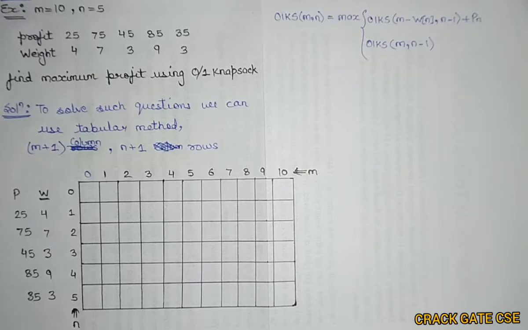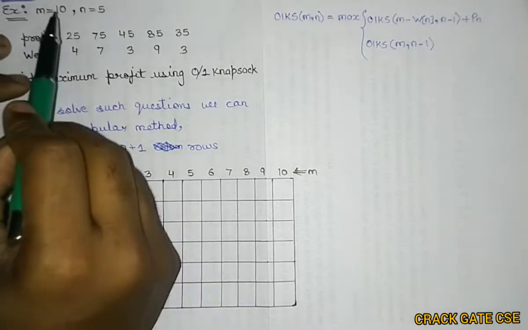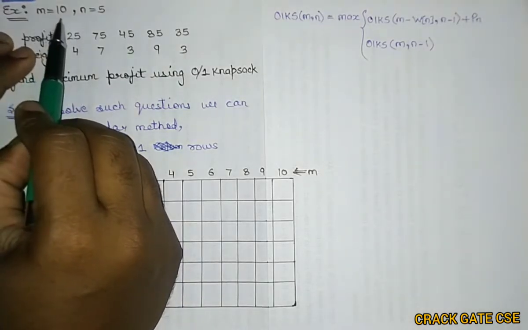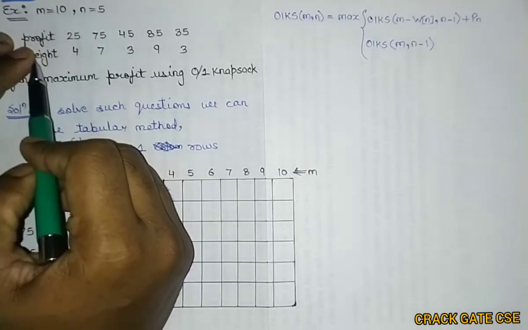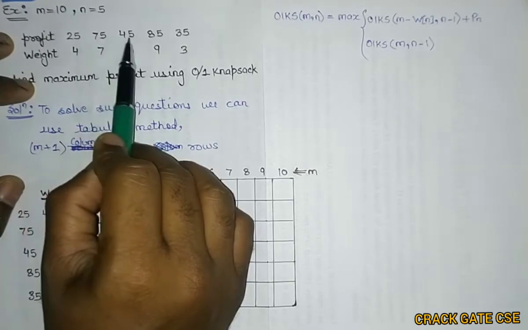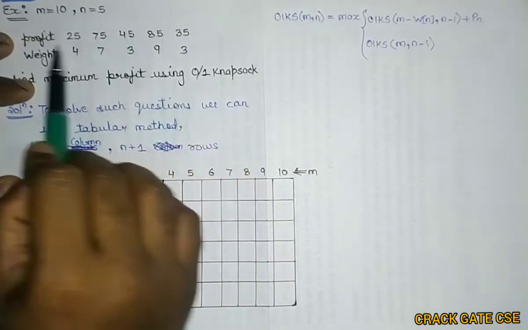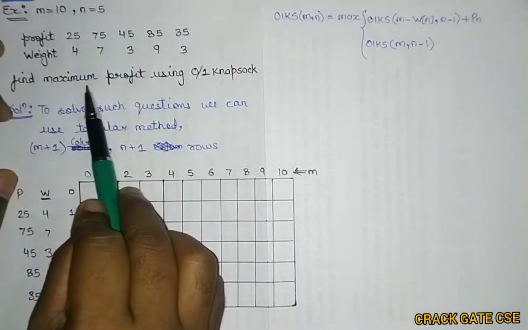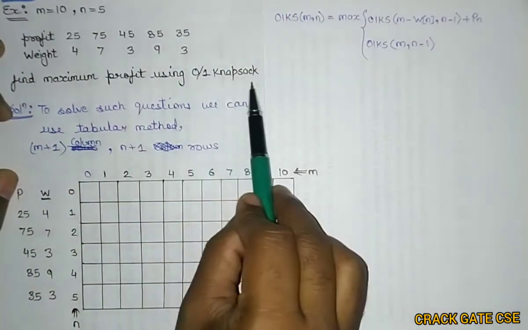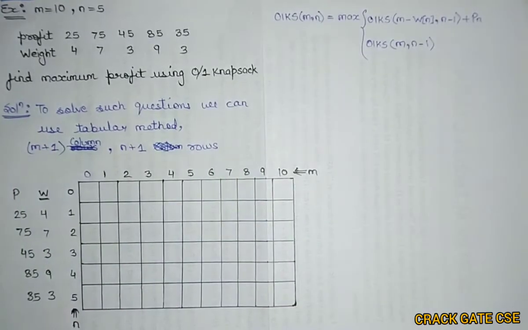Now let's come to this particular example. You can see that in this example m is equal to 10. M is nothing but the bag capacity, and n is equal to 5. N is the number of objects. So here I have 5 different objects where the profit and weight are given as per the table, and I have to find out the maximum profit using the 0/1 knapsack problem.